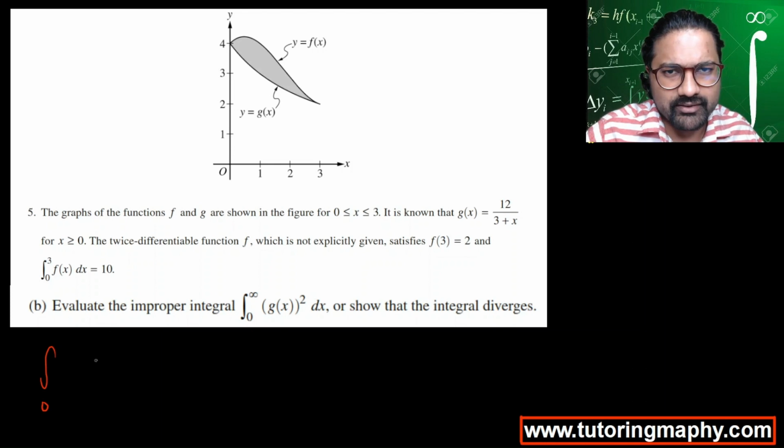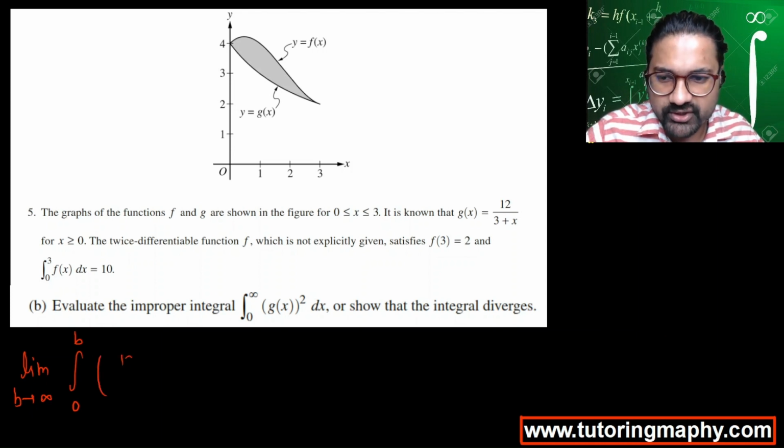But how do we write the improper integral? We just replace the infinity with whatever alphabet you like. I'm going to replace that with a. Or maybe b. Usually the upper thing is b and the lower thing is a. So just following the custom. And the limit, we're going to place the limit of b approaching infinity. And g(x) squared is going to be 12 over 3 plus x whole squared dx. Okay. So limit b is approaching infinity, 0 to b.